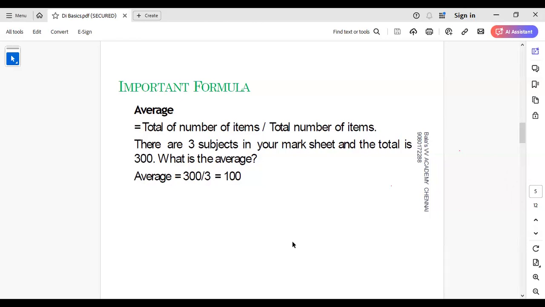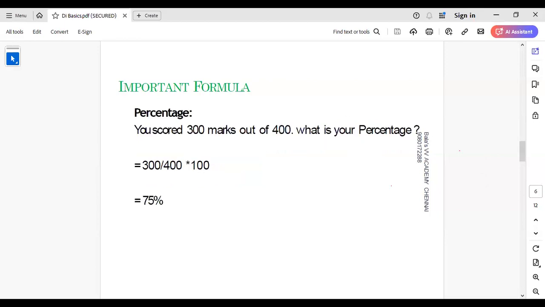Next model. I request people's attention because it is not easy to understand data interpretation just like that. Let's do it. Percentage. You scored 300 marks out of 400. What is your percentage? So 300 by 400 into 100, you get 75%.